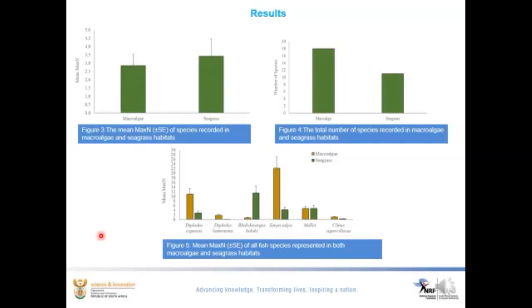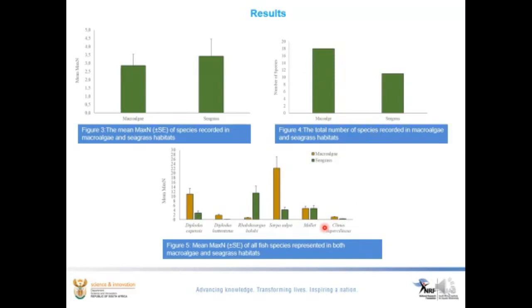There was no significant difference in mean fish relative abundance between the two habitats, but it was slightly higher in seagrass compared to macroalgae. Macroalgae had a significantly higher number of species compared to seagrass habitat.